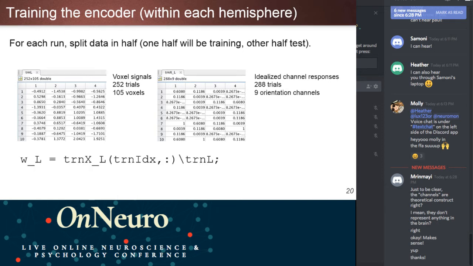So this is the actual math. It's literally just dividing the right by the left.